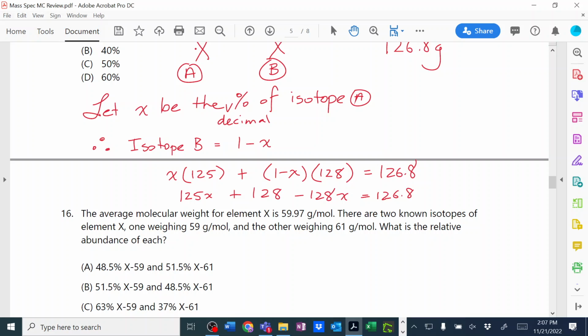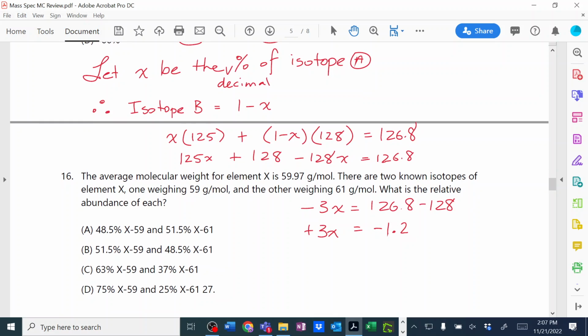Do you want me to do the algebra? Sure, okay. So I now have negative 3x is equal to 126.8 minus 128. So negative 3x then is equal to, because I should be able to do this in my head, but apparently I cannot. Is it 1.2? Negative 1.2. Hey, look at me, I did do it in my head. Woo! Okay.